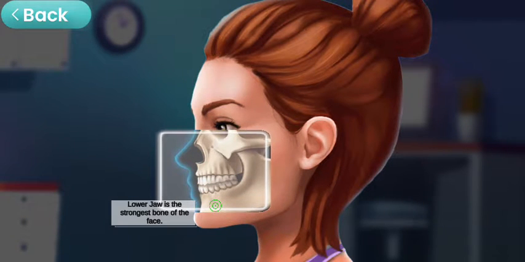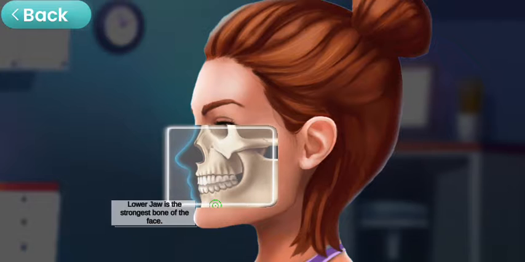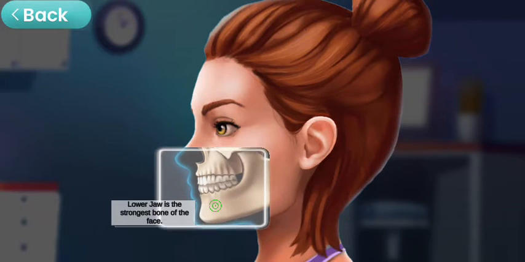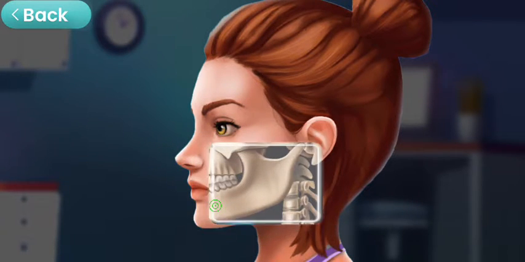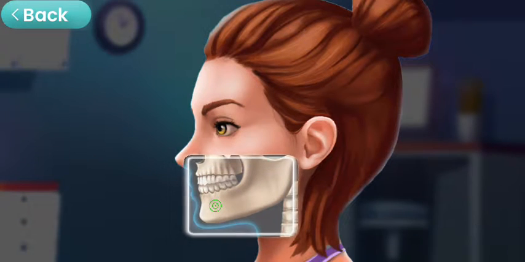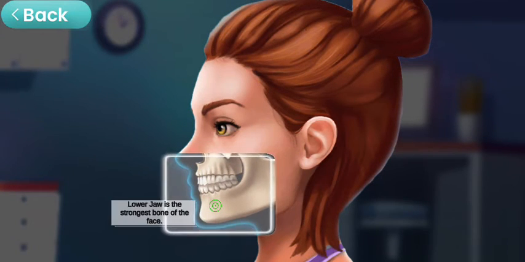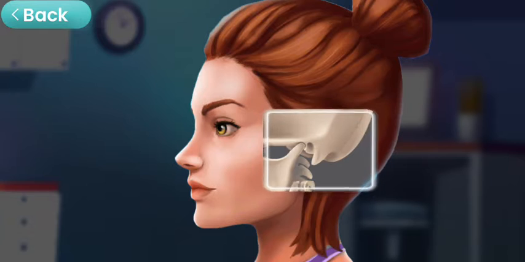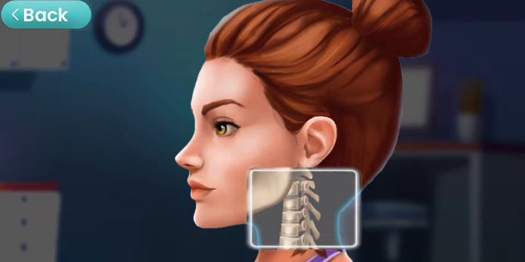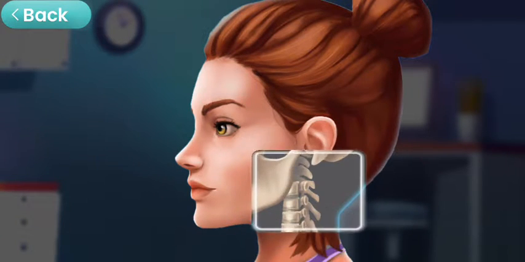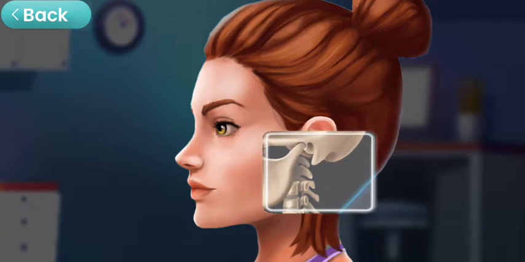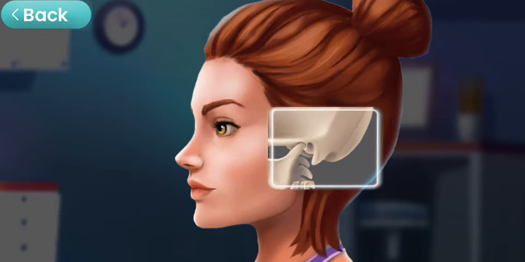And then we have the teeth. The teeth are found in the upper and lower jaw. And then here the jaws, the lower jaw is the strongest bone. So down here we have the cervical vertebra. We have a lot of bones that make up this neck bone. So this neck bone is attached to the head.